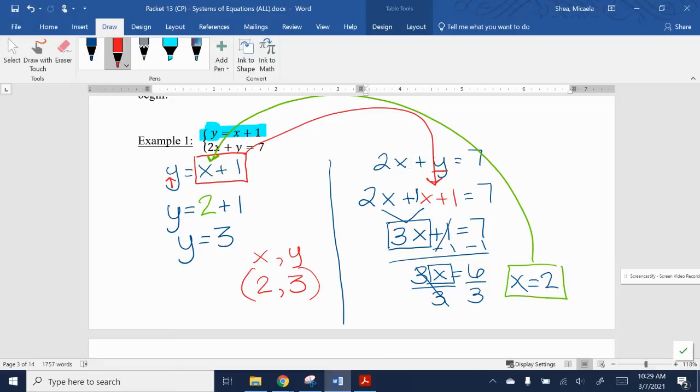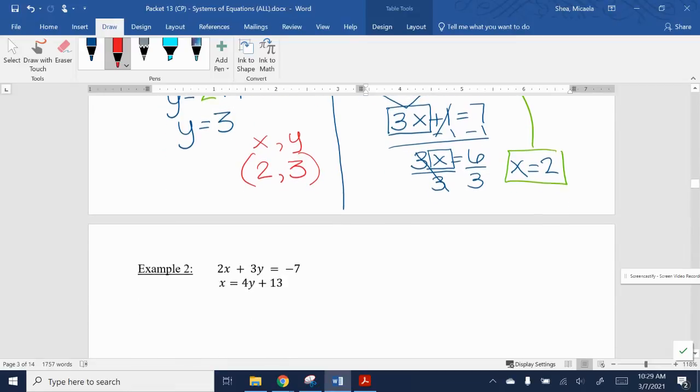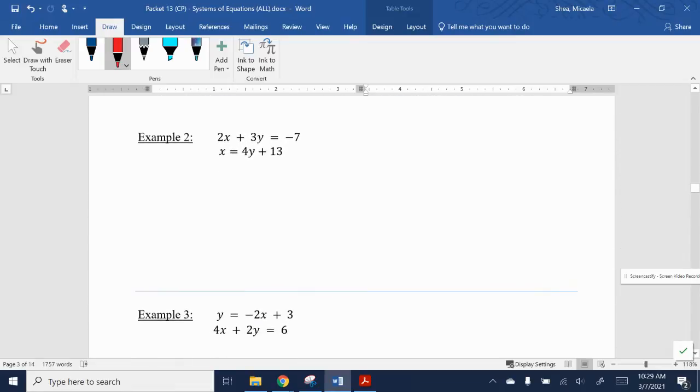Okay, still a little confused? Let's look at our next example. Example 2. 2x plus 3y equals -7. I'm going to start with my wall, and I'm going to write down the equation that has a variable isolated. 2x plus 3y equals -7 does not have it isolated, so it's going to go on the right.